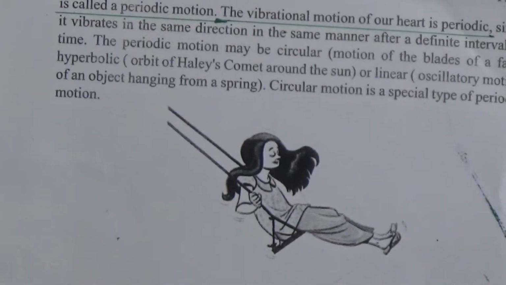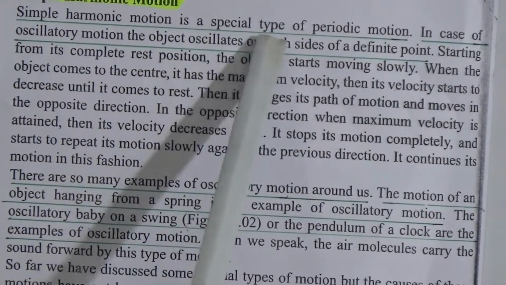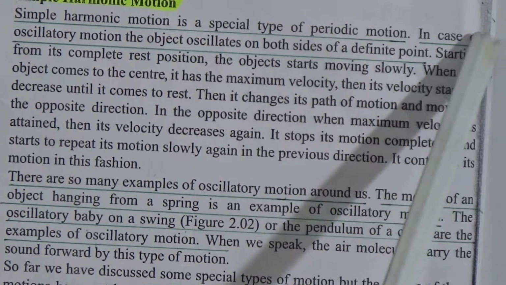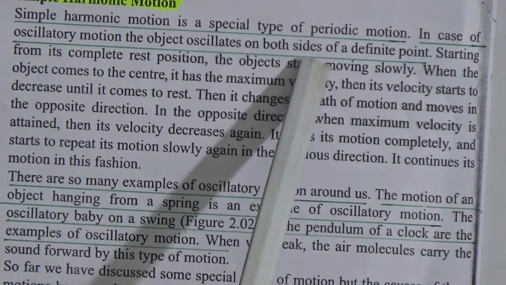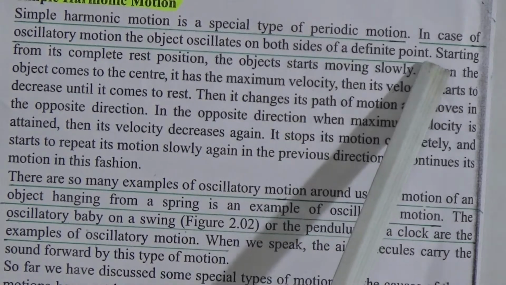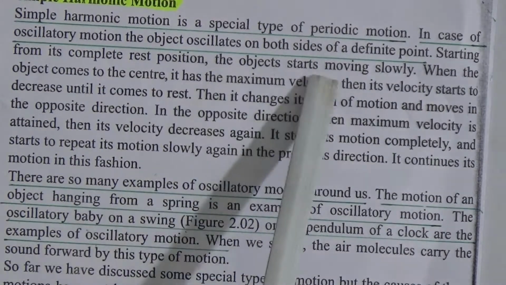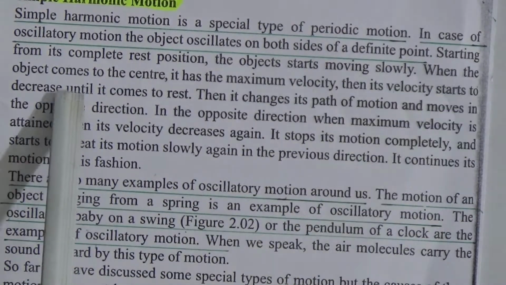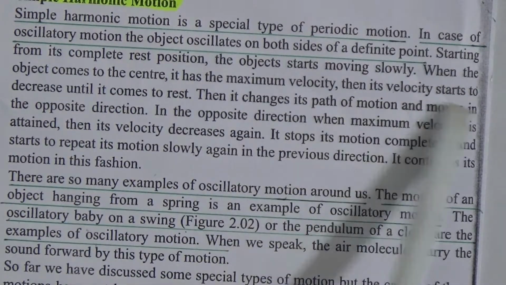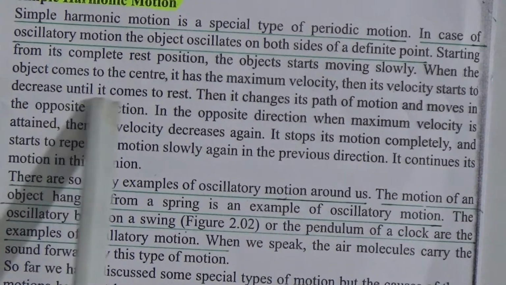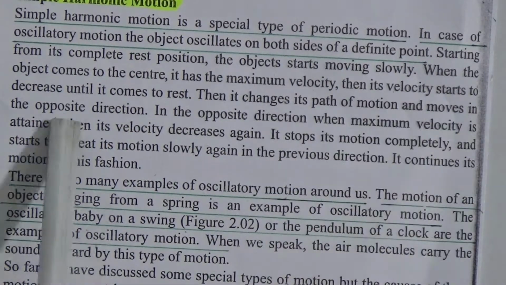Now go to the next topic, simple harmonic motion. Simple harmonic motion is a special type of periodic motion. In case of oscillatory motion, the object oscillates on both sides of a definite point. Starting from its complete rest position, the object starts moving slowly. When the object comes to the center, it has the maximum velocity, then its velocity starts to decrease until it comes to rest. Then it changes its path of motion and moves in the opposite direction.